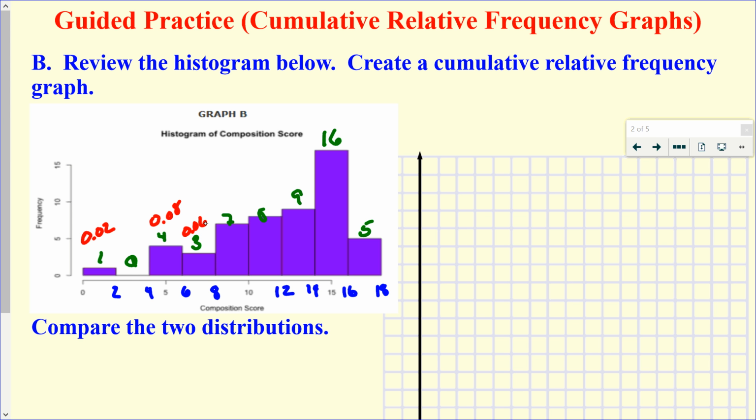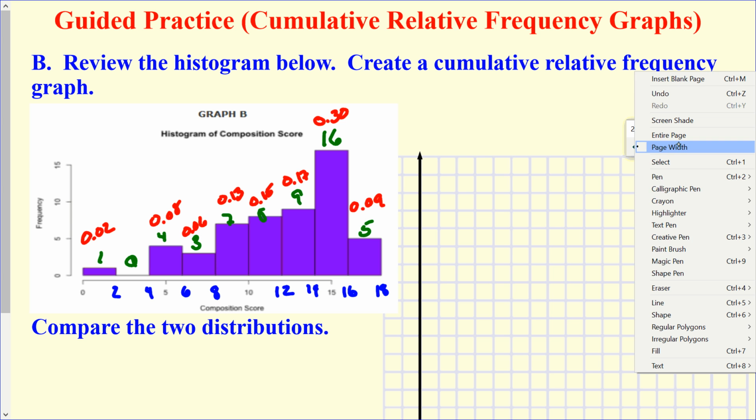7 divided by 53, 0.138, 5, 9, 17, 16 divided by 53 for the next one, 0.30. And 5 divided by 53, 0.09.